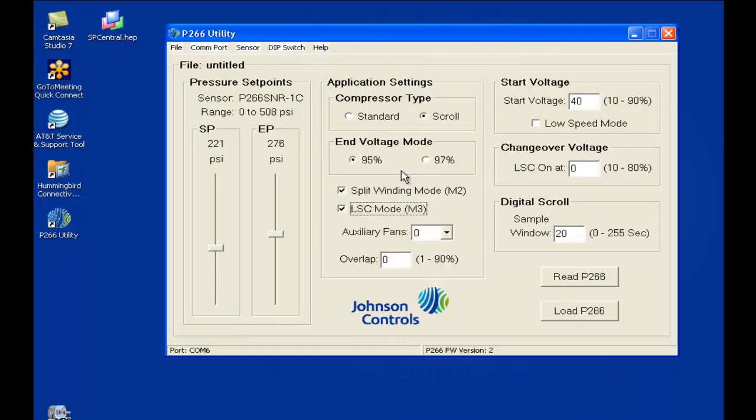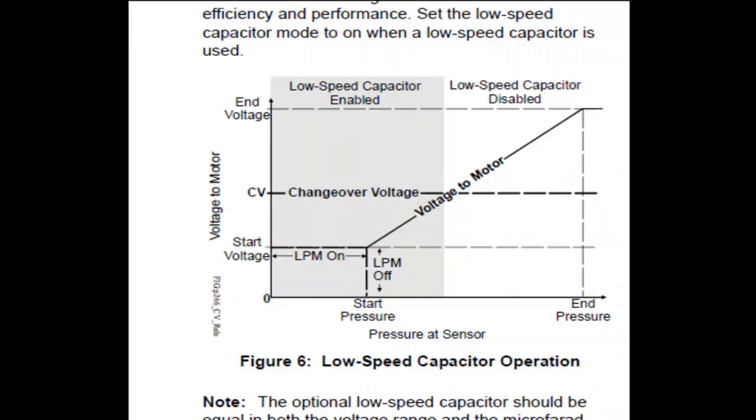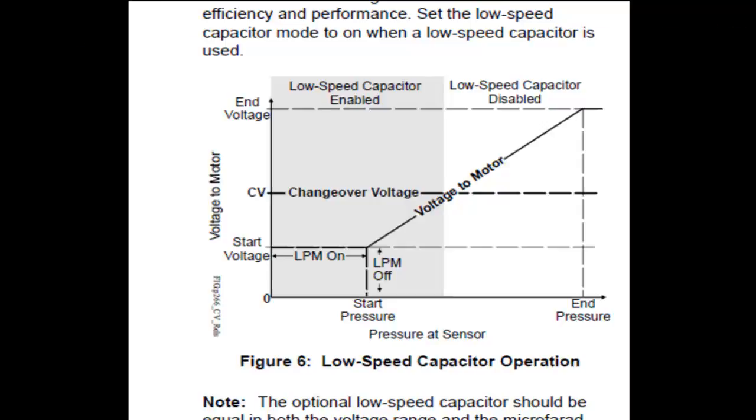Some single-phase PSC motors have split winding motor wire leads. Setting the split winding mode on enables the M2 triac to provide voltage to the main windings and not the auxiliary windings, which improves motor efficiencies. In some fan speed applications, a user-supplied low-speed capacitor can be connected to the P266 series control M3 triac and the controlled fan motor. A low-speed capacitor is enabled at low voltages to enhance the fan motor efficiency and performance. Refer to the installation manual of the P266 control for more information on these 2 features.